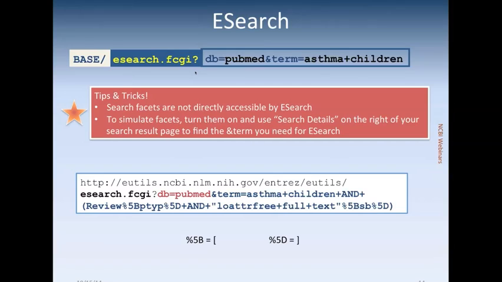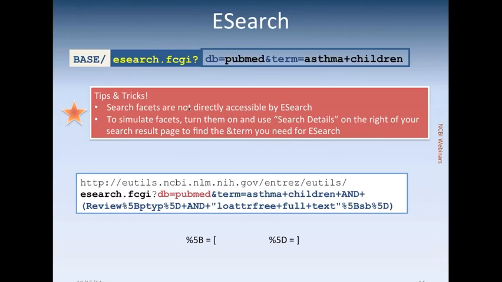And it's fairly simple. The parameters for search are, one, a database, db equals pubmed in this case, and a term, which is the term. So we used asthma children, and I've replaced the space with a plus. So in the APIs for Entrez, if you just replace spaces with pluses, it's fine. It will then do the correct thing.